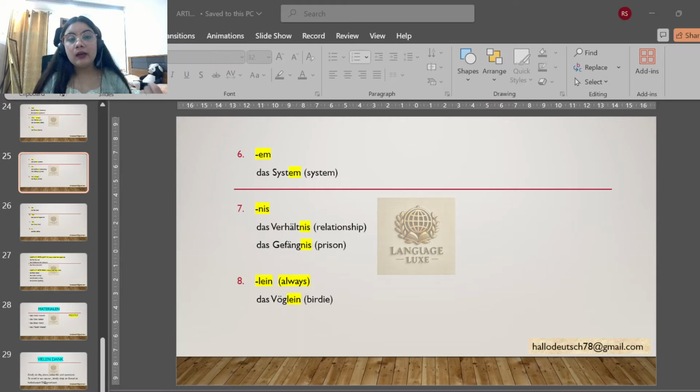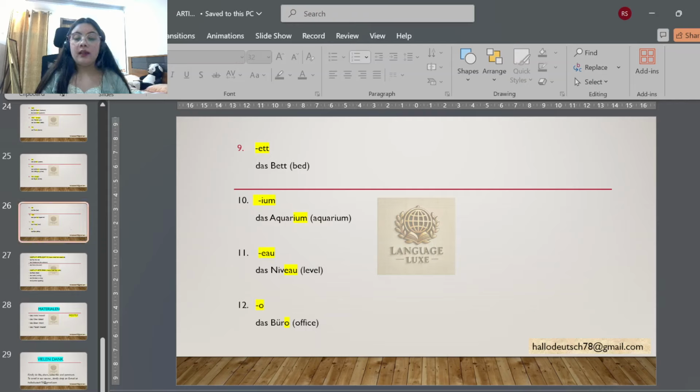And when Lein, line, comes, it is always and always your Neutrum case. For example, das Vöglein. Das Vöglein is a birdie. That will be your Neutrum because of this Lein in the end. Then comes ett, E-T-T. Das Bett. Because ETT is coming, it will be das Bett, which means bed in English.